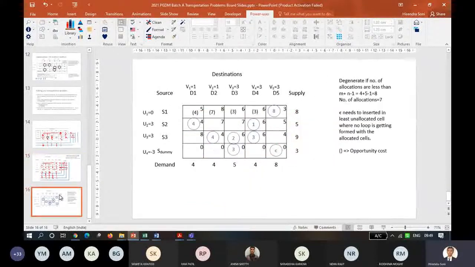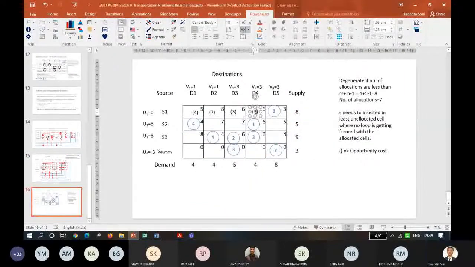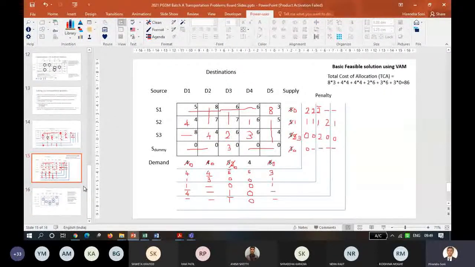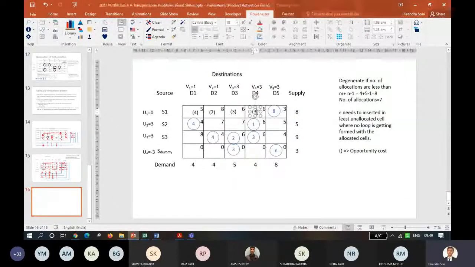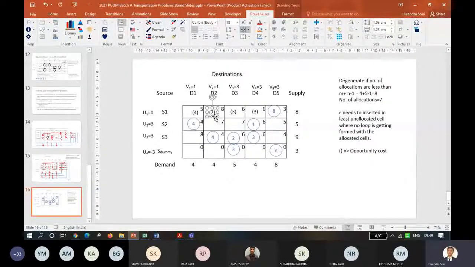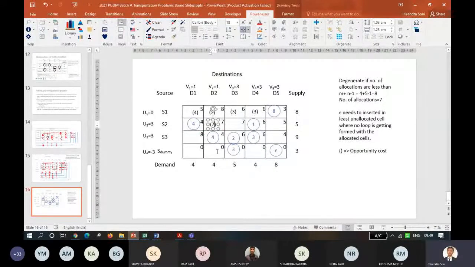Okay, so what would be the opportunity cost here? In this particular case 0 plus 3 is 3. 6 minus 3 is 3. So okay, it will remain the same. Now let us look at the opportunity cost for the unallocated cells in the second row. What will come here? 3 plus 1 is 4. 7 minus 4 is 3.